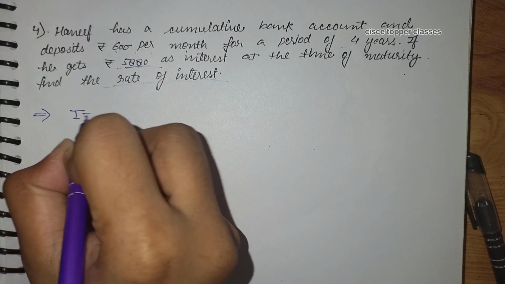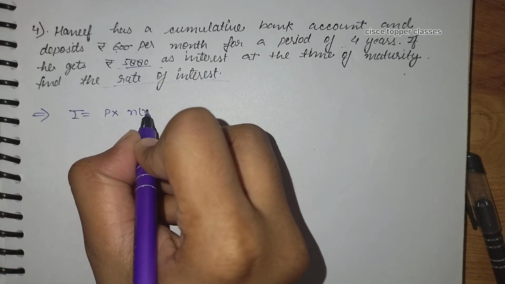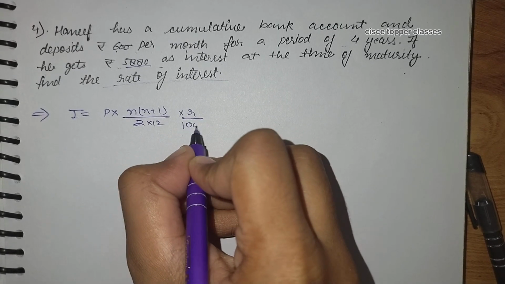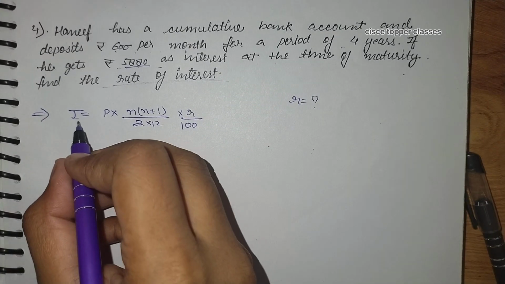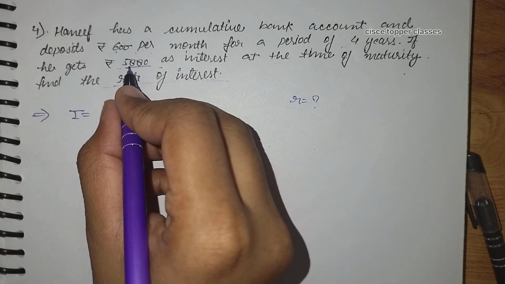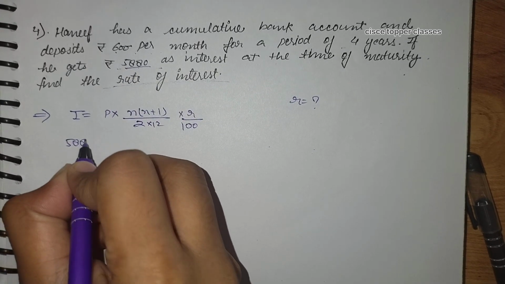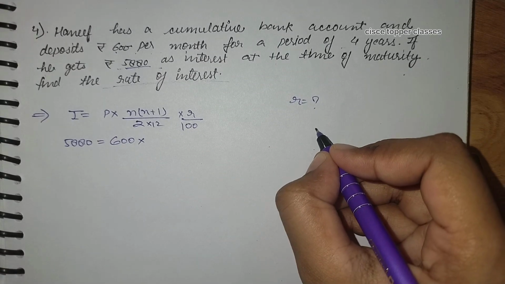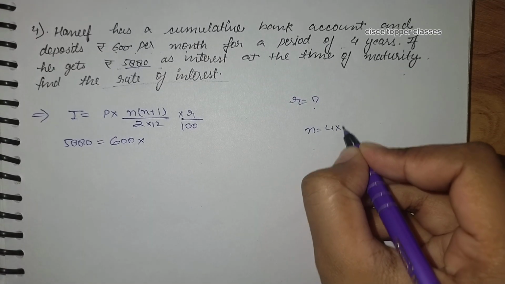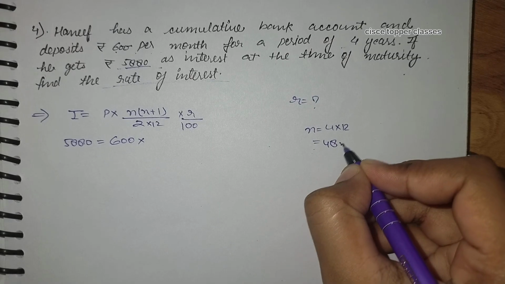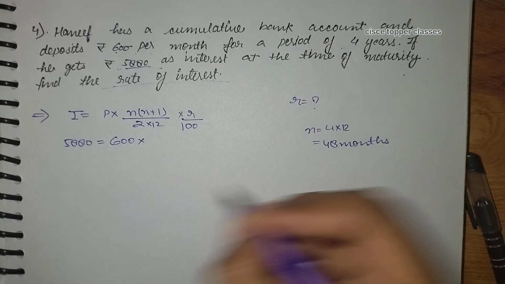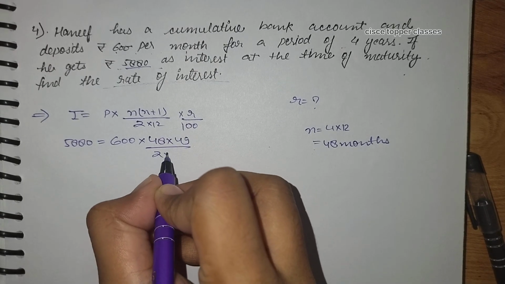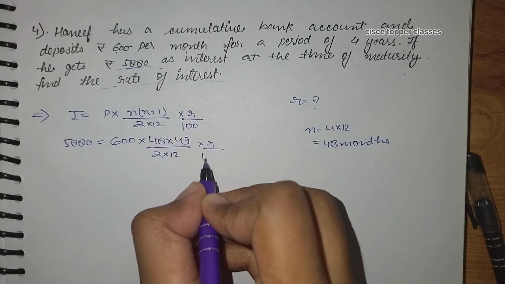We know the formula of interest. This is principal value into n plus 1 divided by 2 into 12 into rate by 100. The rate percent we have to find here. So we'll put in the values. Interest is 5880 on the matured value, and the principal value is 600. The period is 4 years, so if we write n, this will be 4 into 12, so we can write 48 months. We will write here 48 into 49 divided by 2 into 12 into r by 100.